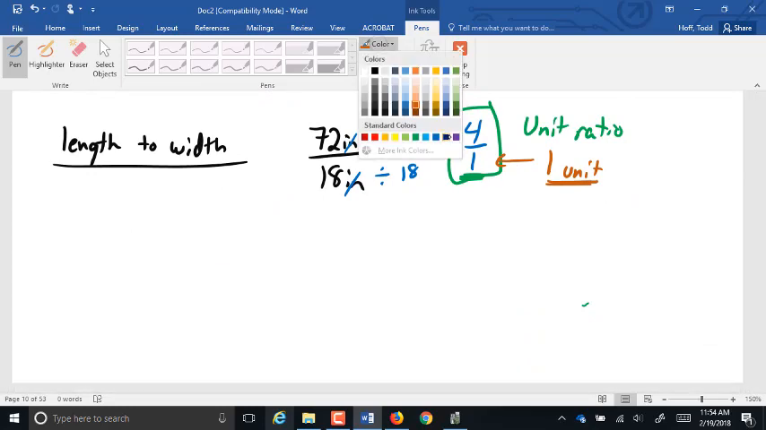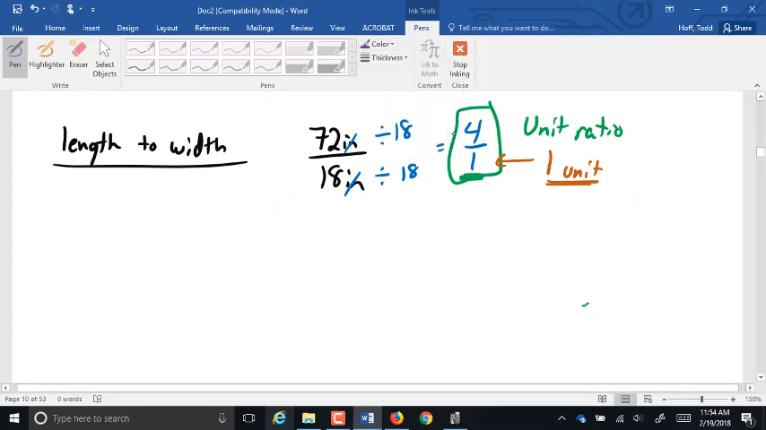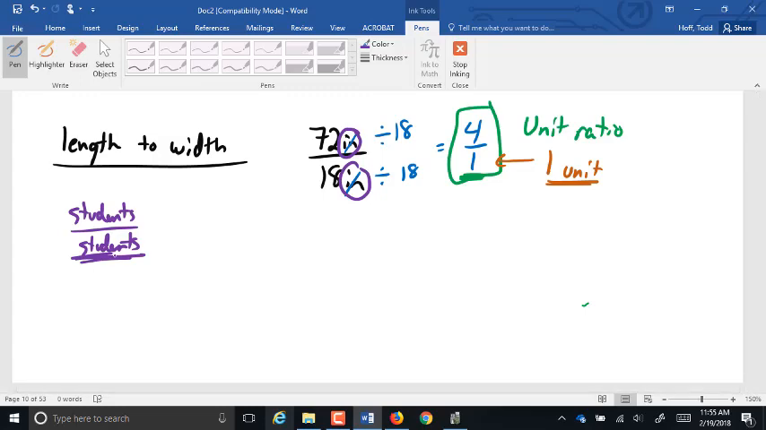One thing you may have noticed in the ratios so far is all of the things I have compared have been the same type of thing. They've had the same label. Here it was 72 inches to 18 inches. Up above, it was students to students. And that is one qualification of a ratio, is it must compare things with the same label or same unit.